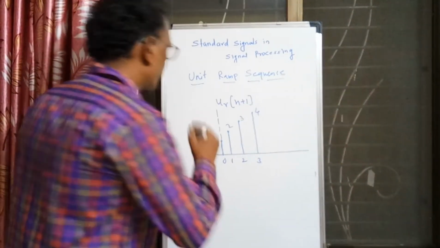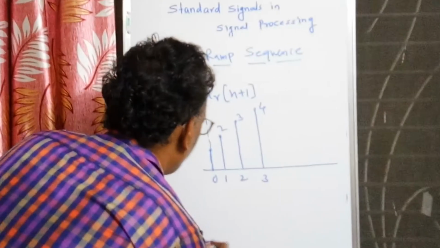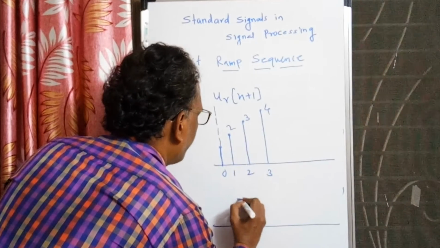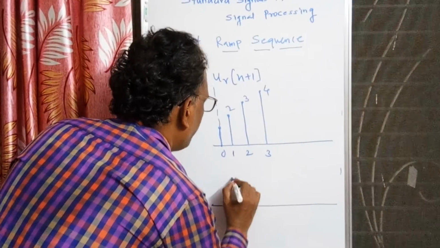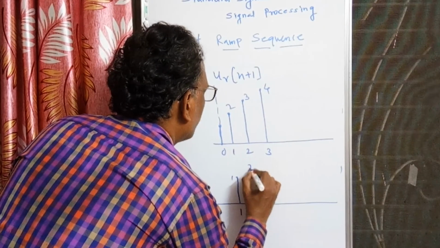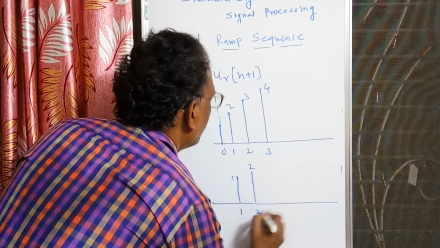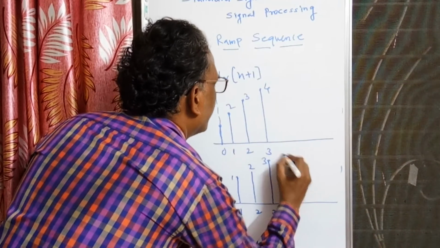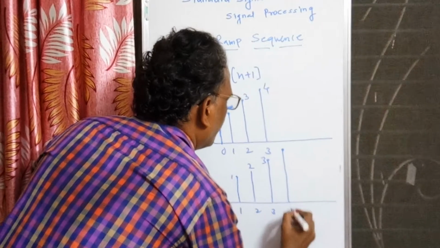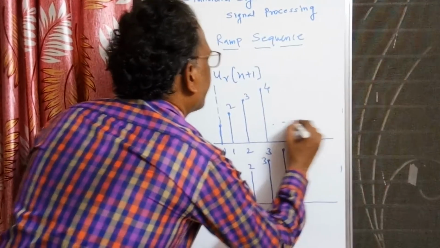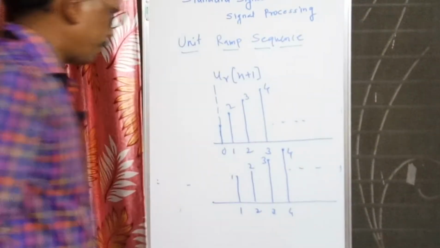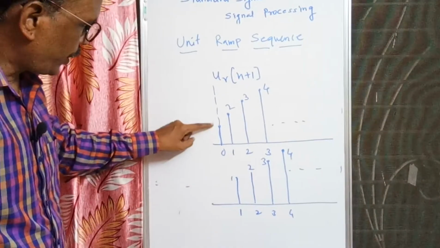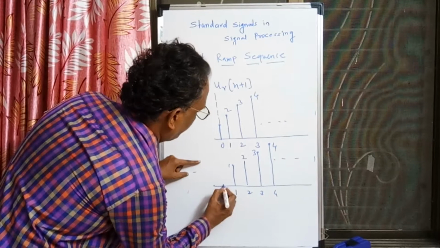So let us subtract u_r(n) from this. You know that u_r(n) starts from 1. So it is 1 at 1, 2 at 2, 3 at 3, 4 at 4. If you subtract these two signals, you will find that there is a difference of 1 everywhere. At 0 it is 1, and at 0 it is 0.